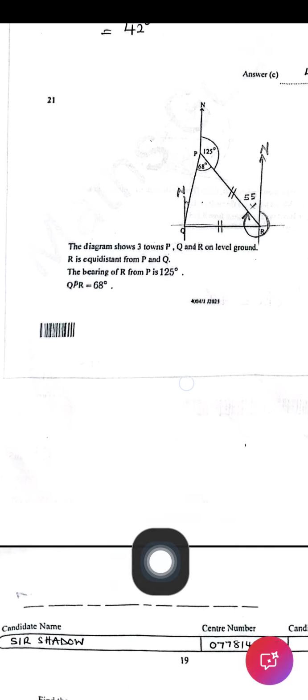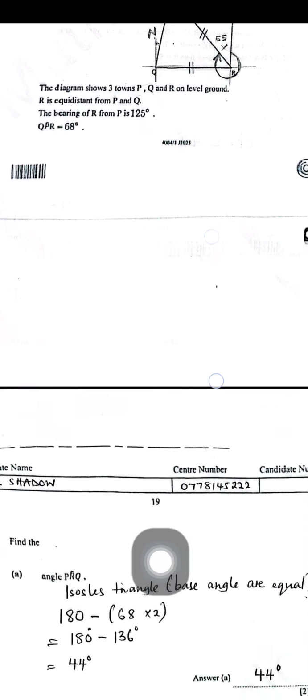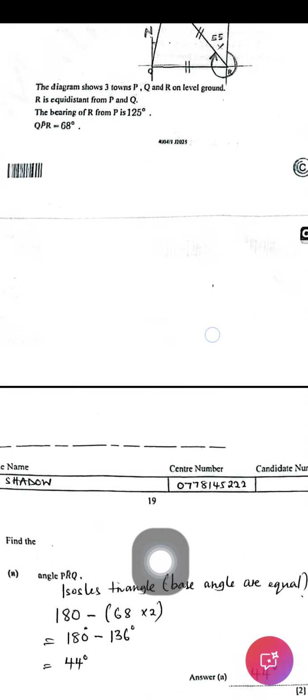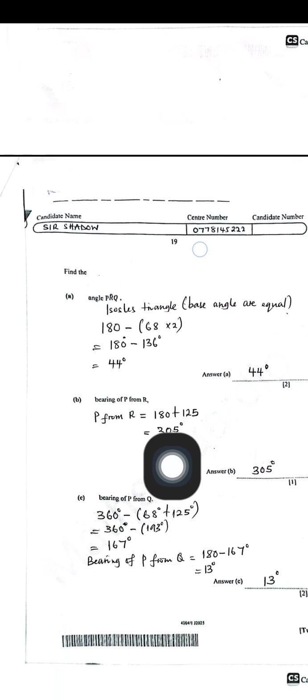Find the angle PRQ, which is (180 minus 68) divided by 2. So 180 minus 136, we get 44 degrees. Right, let's move on to another question, which is part B.